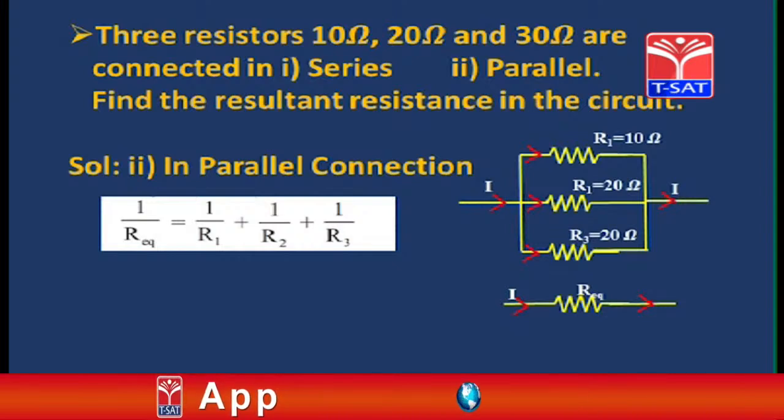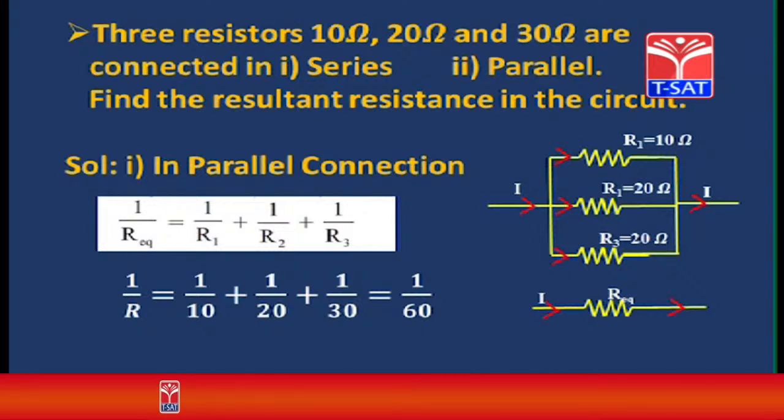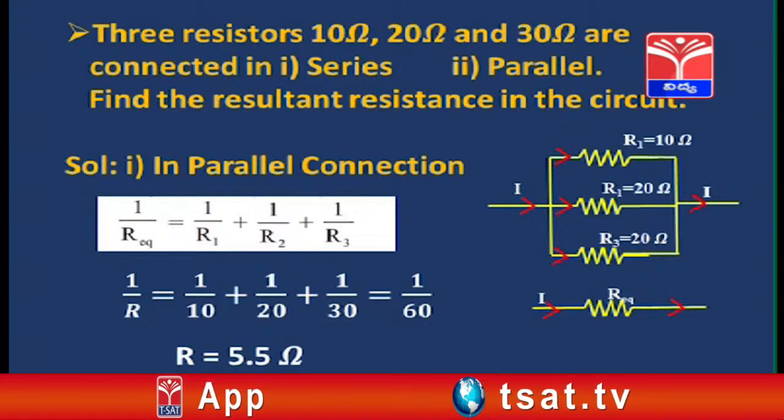Now, when the resistors are connected in parallel, the equivalent resistance is given by 1 by R equal to 1 by R1 plus 1 by R2 plus 1 by R3. So, 1 by R is equal to 1 by 10 plus 1 by 20 plus 1 by 30, which is equal to 11 by 60. Taking the reciprocal, resistance is equal to 5.5 ohm.